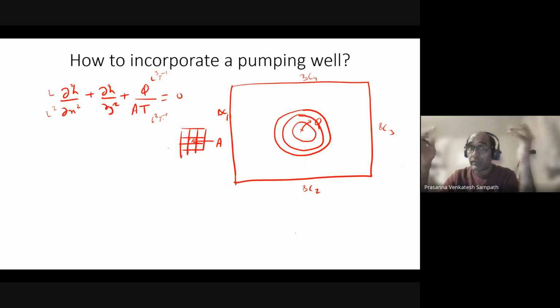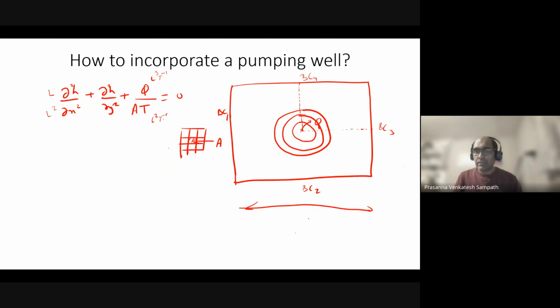We can do that. We can exploit the symmetry of the problem. What I can do is, okay, I'll reveal the answer. I'll break up the domain into 1/4. The original domain is of size, let's say, this dimension is Lx and this dimension is Ly. Then I simply break up this domain into Lx/2 and Ly/2, and I solve only that first quadrant.